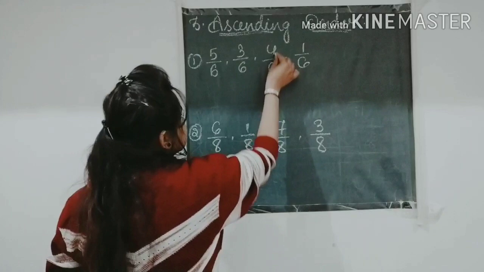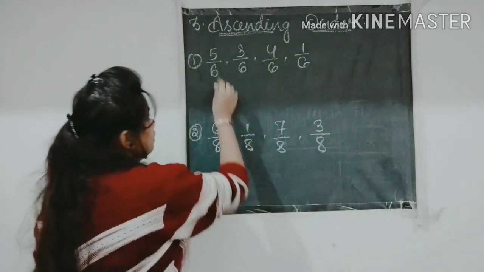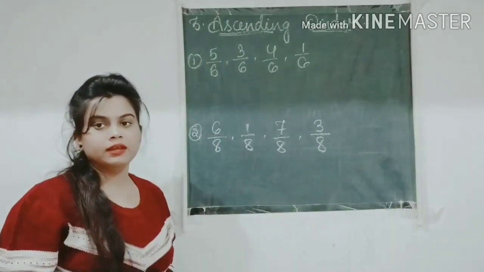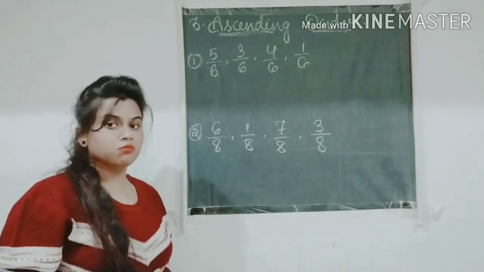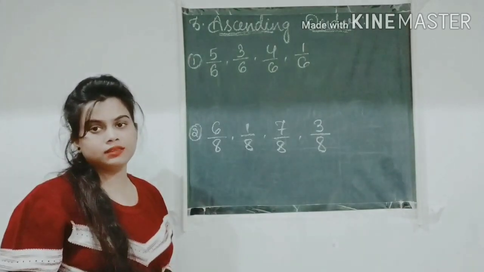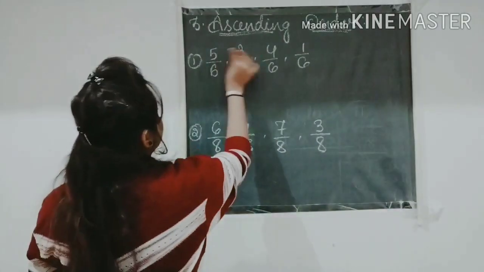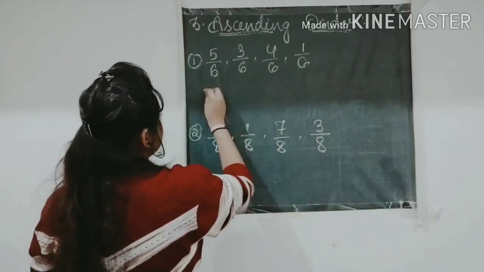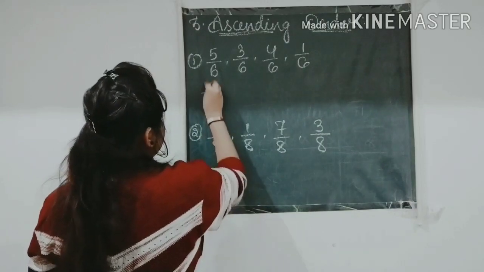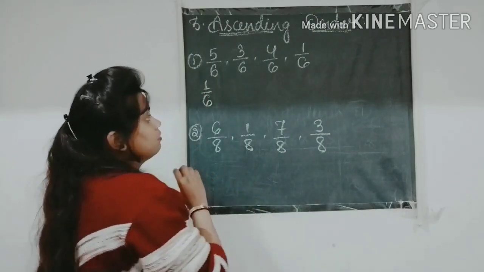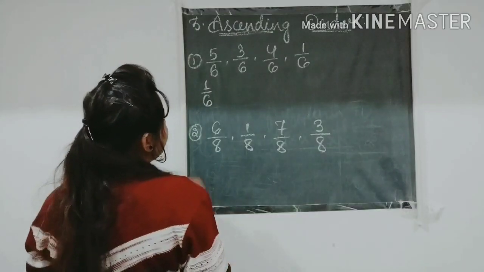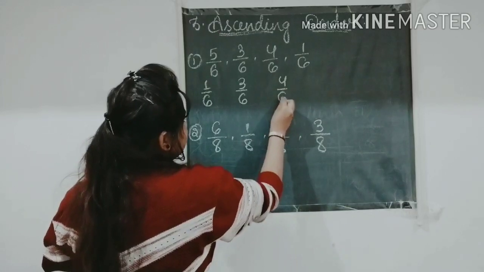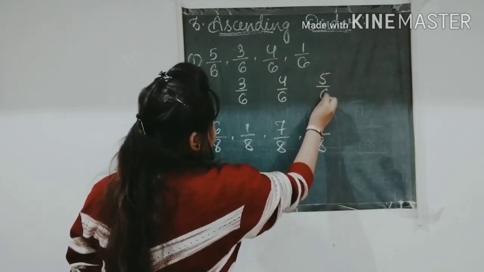5 by 6, 3 by 6, 4 by 6 and 1 by 6. Here see all the denominators are same. Right. So how we will find out the smallest fraction here? By checking the numerator. 5, 3, 4 and 1. Which is the smallest fraction here? Yes, 1 by 6. So we will write first 1 by 6. Second number will be 3 by 6. Then 4 by 6. And then 5 by 6.